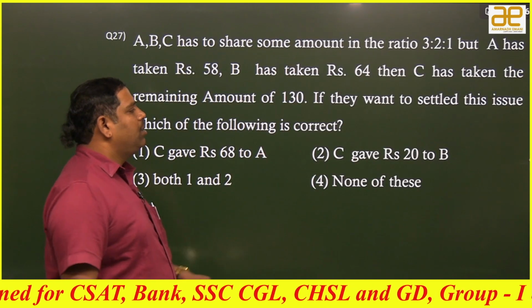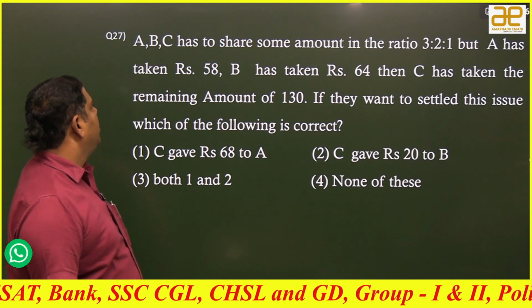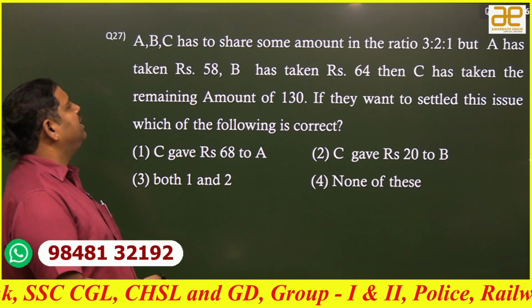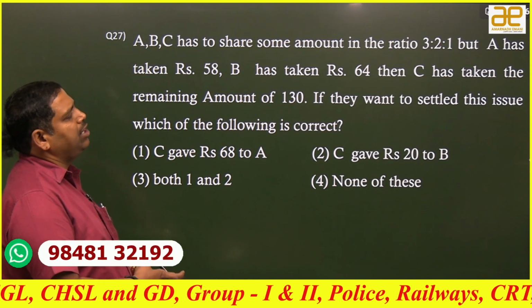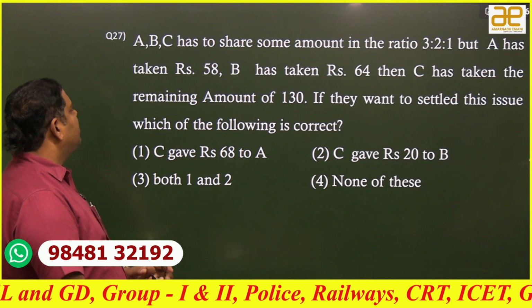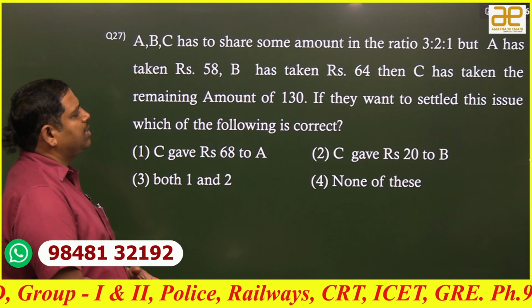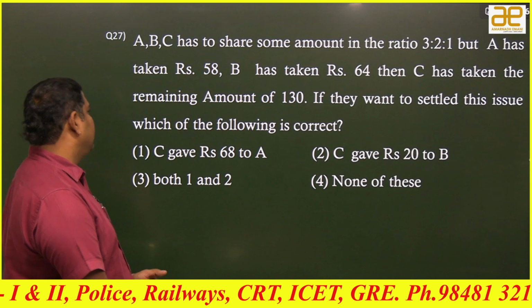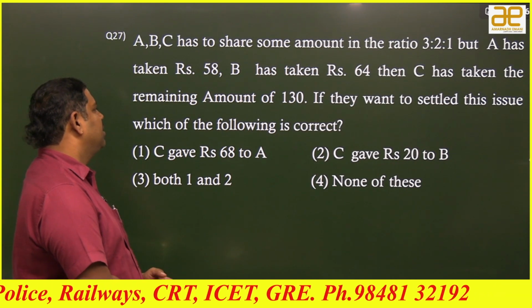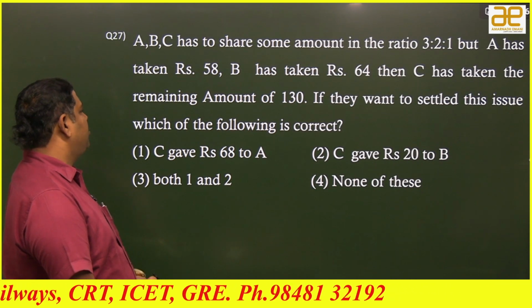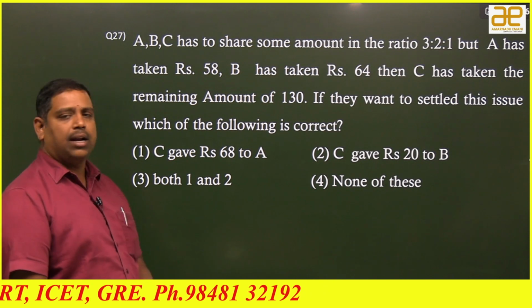That question I have explained, right? This question you try it. A, B, C have to share some amount in the ratio 3:2:1. But A has taken 58 rupees, B has taken 64 rupees, then C has taken the remaining amount of 130 rupees. If they want to settle the issue, which of the following is correct?